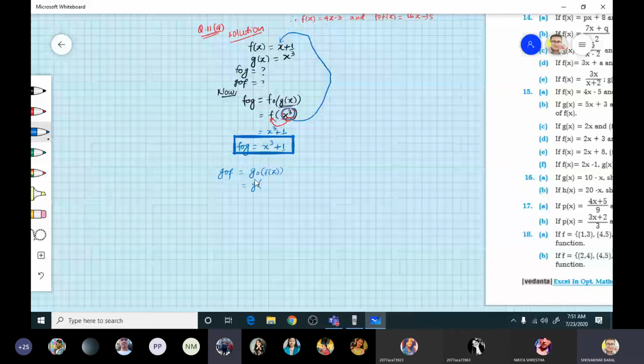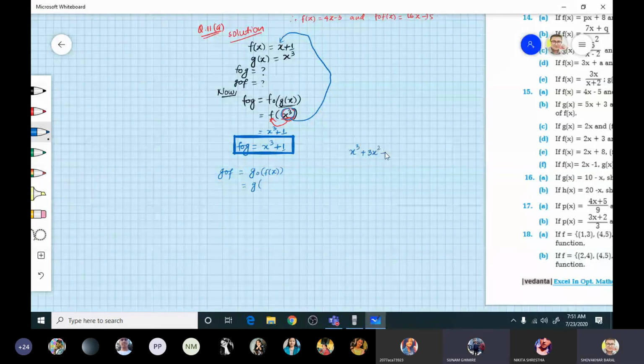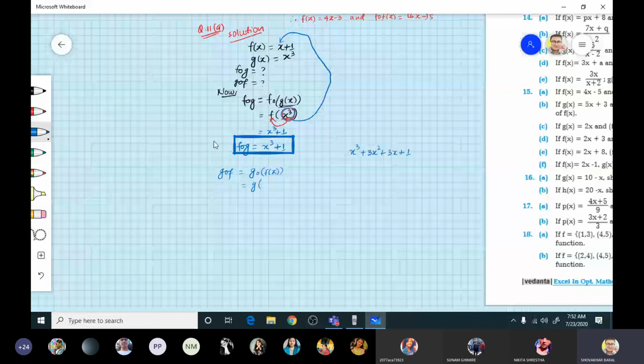Sir, it is x cube plus 3x square plus 3x plus 1. Okay, let me write it here. Okay, your answer, and I'll check it later. Just tell it, read it again. X cube plus 3x square plus 3x plus 1. Okay, let me solve this one for you. Just check your answers. I hope others also solve this one.